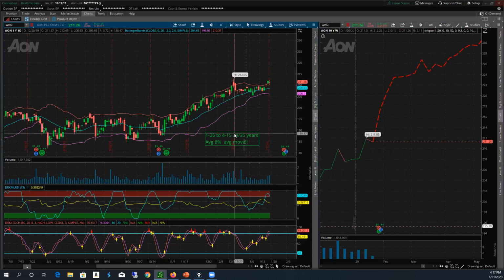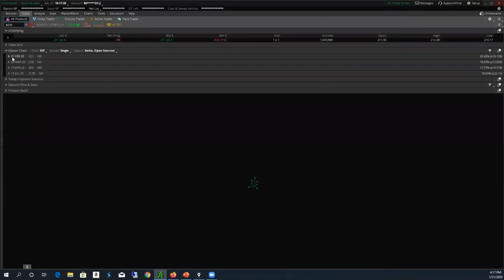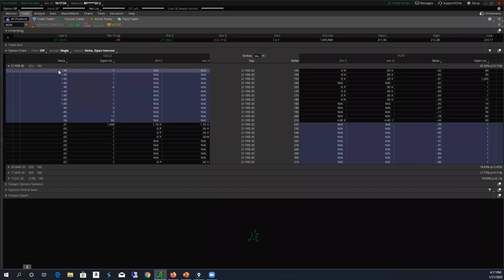How should I trade this? Well, let me show you. There's a couple ways, right? If I'm going to do a debit spread, we know we've got plenty of time. So let's go to the trade tab. We don't have weekly expirations for AON, so I can only go 31 days. That makes it easy on the debit spread. I'm going to look out 31 days.